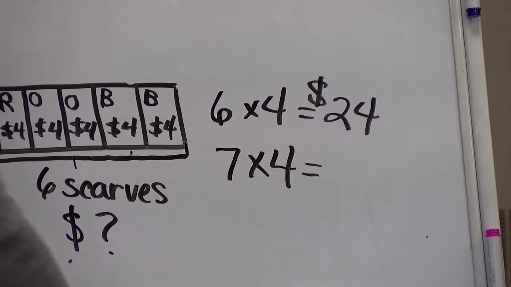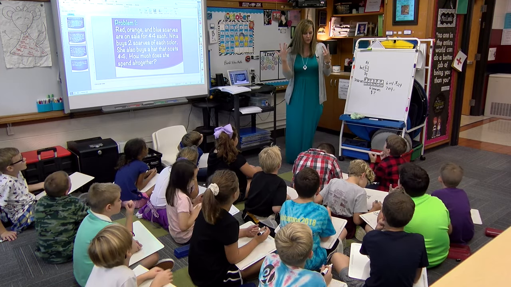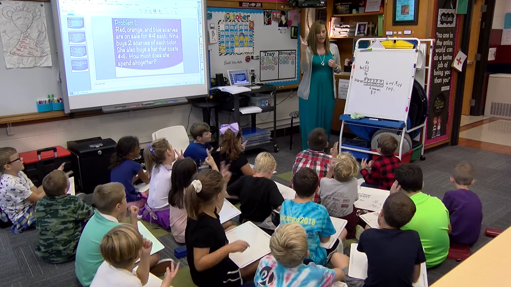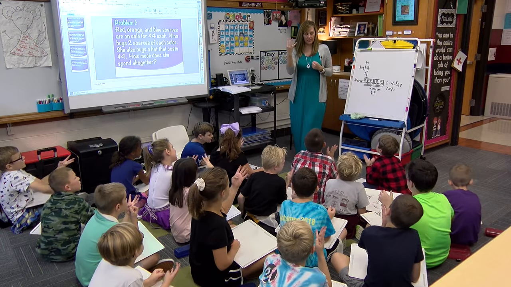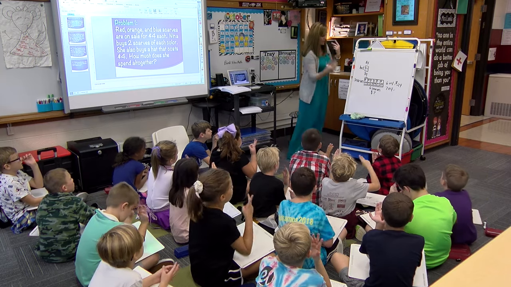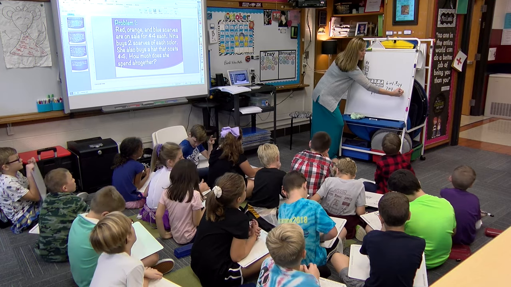So how do we solve that? We're going to skip count. Markers down. I would love to see your fingers count with me to make sure we stop at the right spot. Ready? 4. 8. 12. 16. 20. 24. 28. 7 groups of 4 is $28.